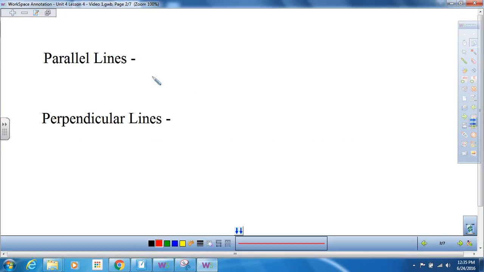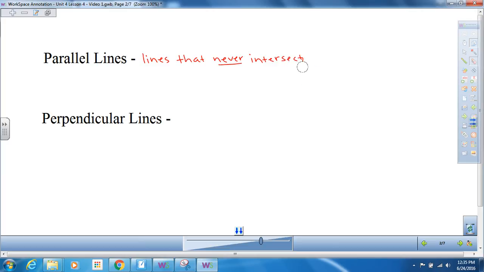Okay, so first of all, parallel lines are lines that never intersect. The reason why they would never intersect is because they have the same slope.